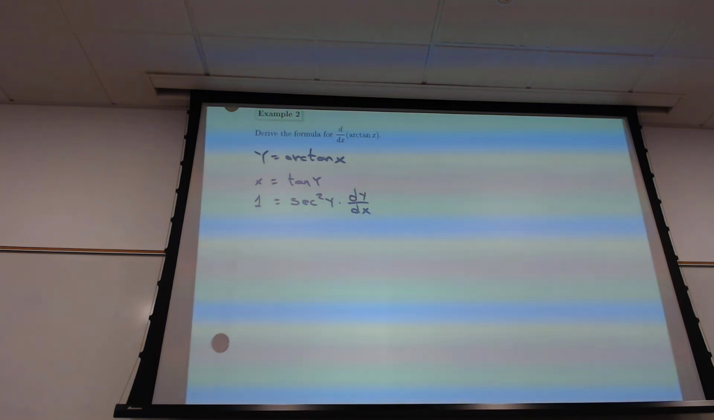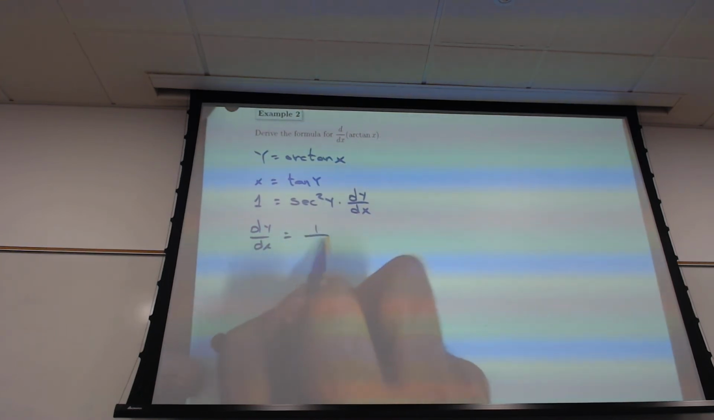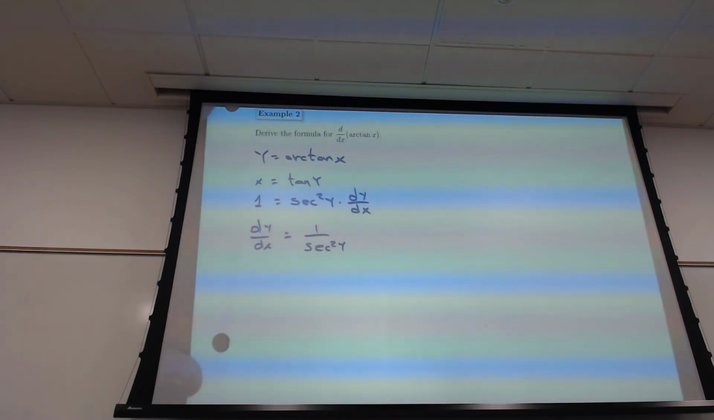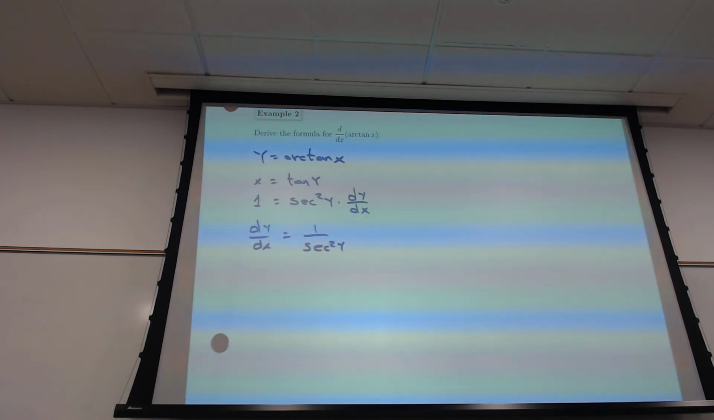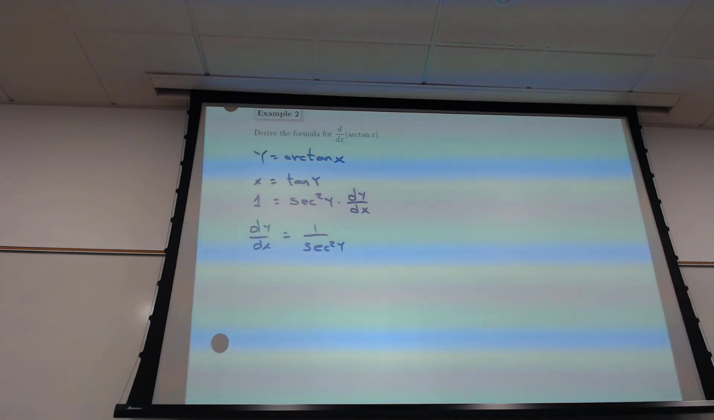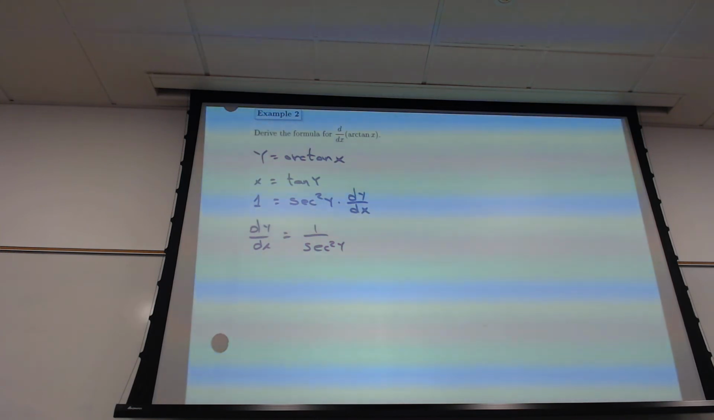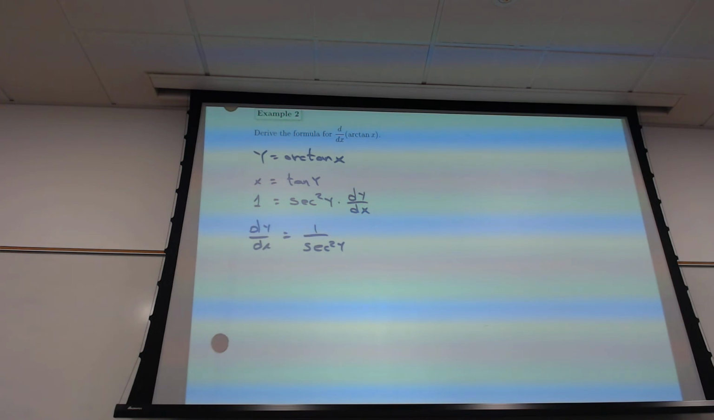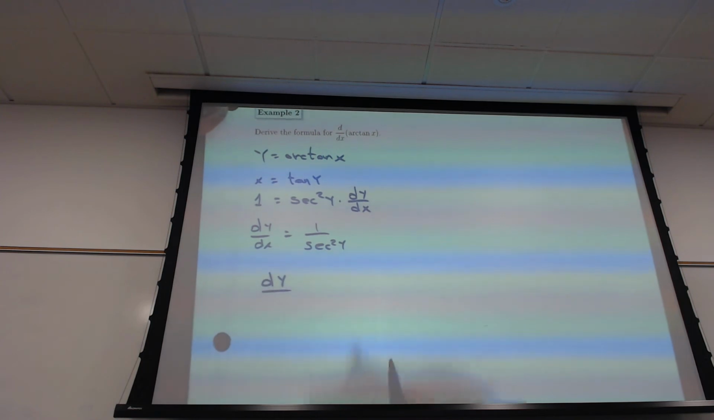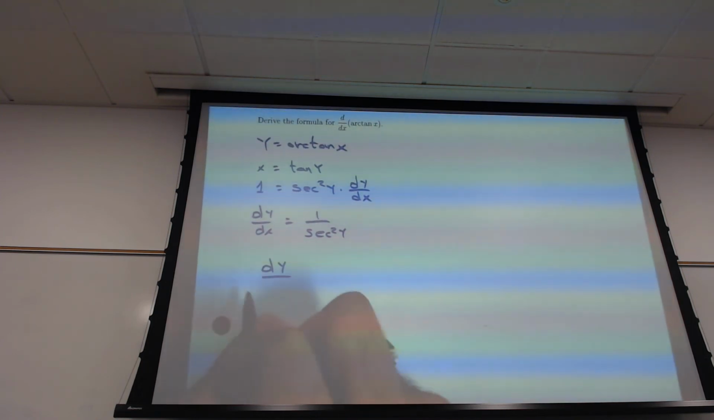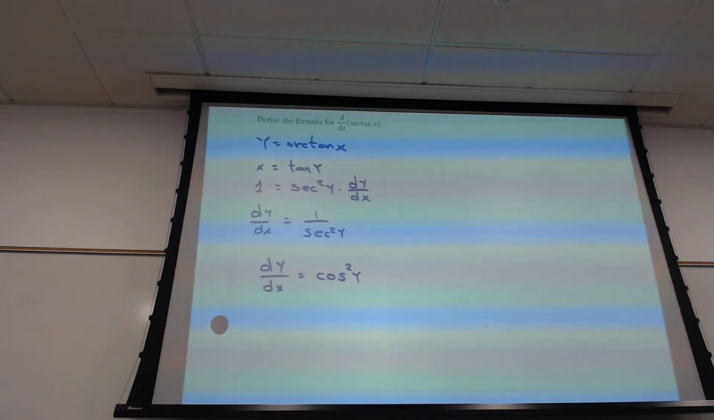So what I'm going to do here is solve for dy/dx, which equals 1 over secant squared y. But there is a problem here, because we want to find a formula in terms of x, since y is the function that depends on x, and the formula I have so far is not a function of x. So first, let's use identities to get something easier to work with. In this case, I'm going to move the secant squared as cosine squared in the numerator, right?